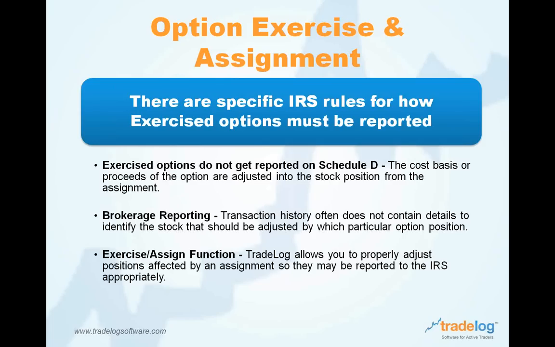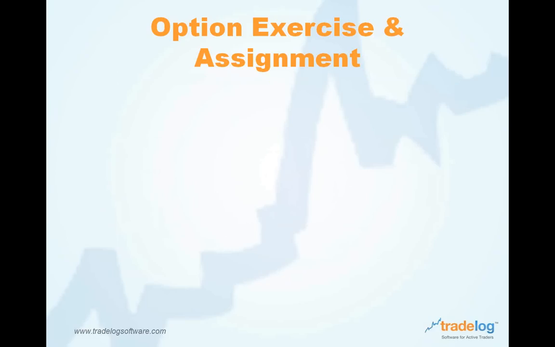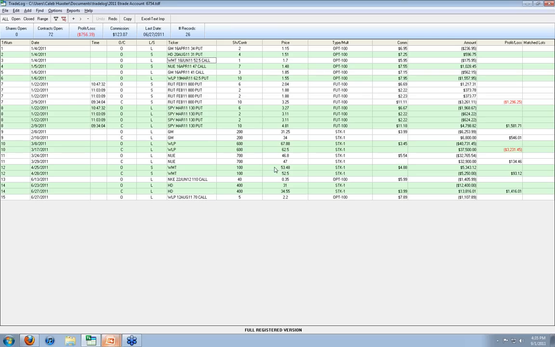Thankfully, though, TradeLog has this function here, this exercise and assignment function, to allow us to properly adjust those positions that have been affected by an assignment so that they can be appropriately reported to the IRS. All we have to do is identify those positions, select them, and generate or initiate the exercise assigned process, and TradeLog will do all the calculations for us. So let's go ahead and jump into TradeLog here. This is going to be a couple minutes. We're going to go through about 3 or 4 different types of exercise and assignments.